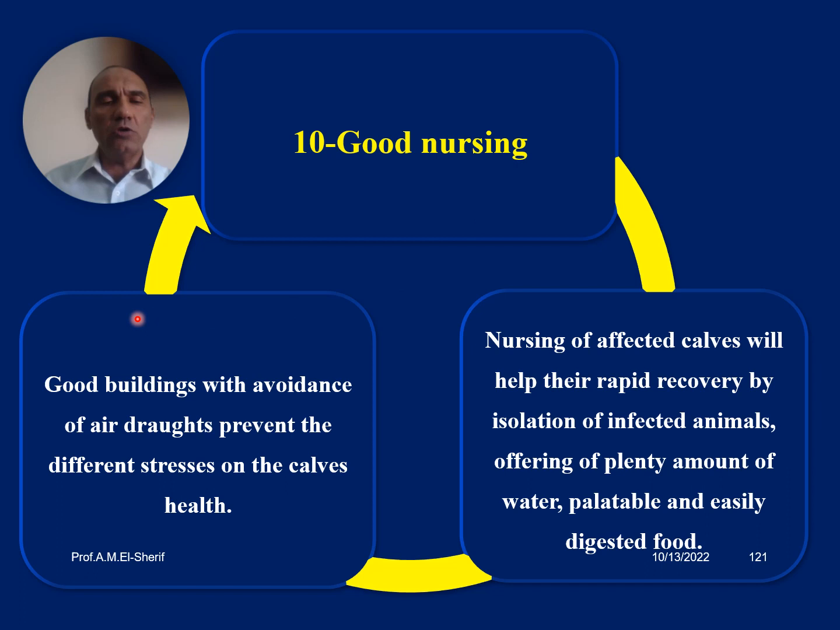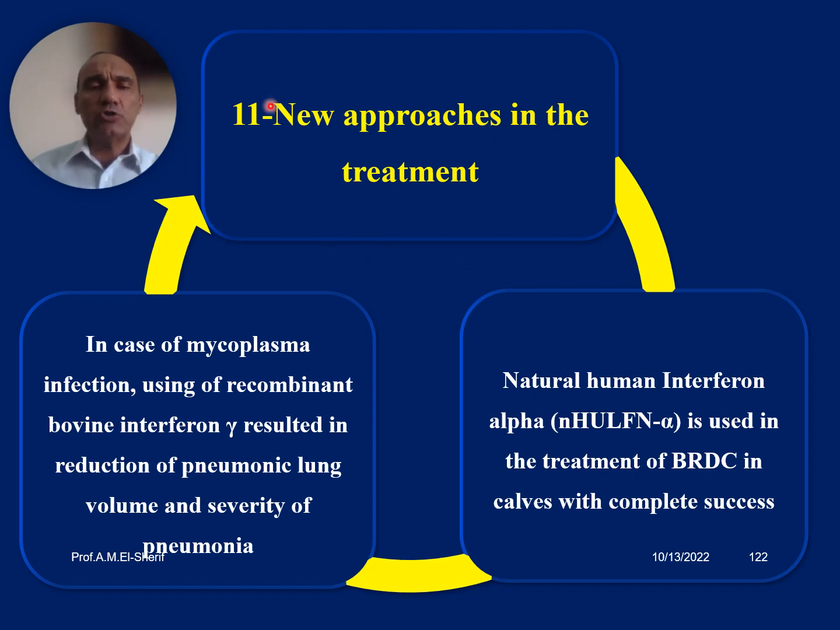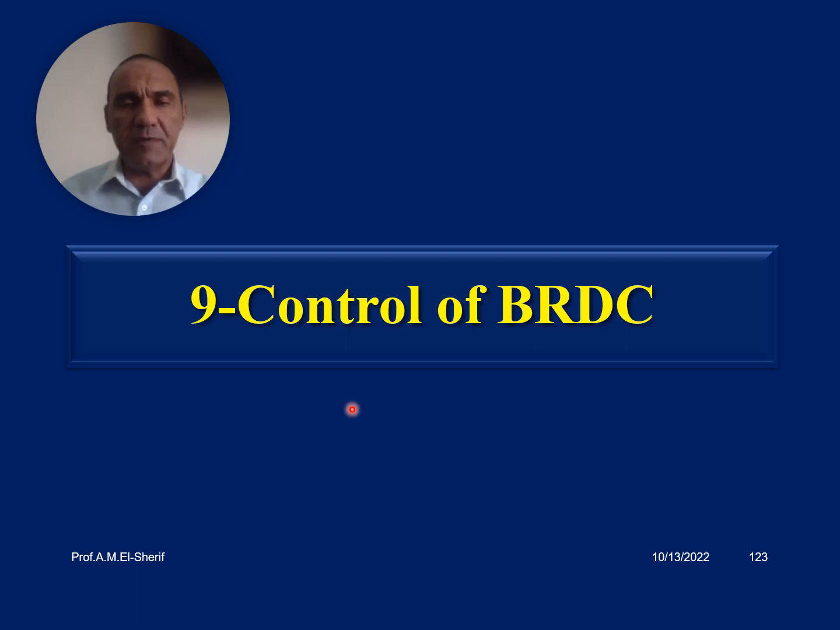Good nursing. Good buildings with avoidance of air drafts prevent the different stresses on calf health. Nursing of affected calves will help their rapid recovery by isolation of infected animals, offering plenty of water, and palatable, easily digested food. New approaches in the treatment. Natural human interferon alpha is used in the treatment of bovine respiratory disease complex in calves with complete success. In case of mycoplasma infection, using recombinant bovine interferon gamma resulted in reduction of pneumonic lung volume and severity of pneumonia.